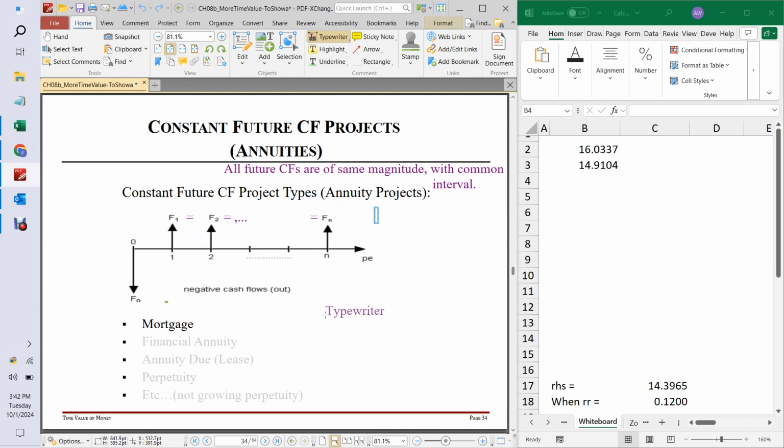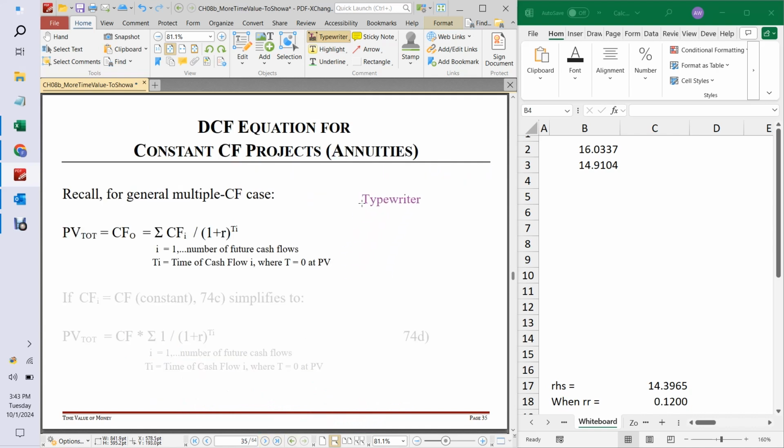This is a very important class of projects because it's the way that mortgages work, it's the way that financial annuities work, it's the way that leases work, and perpetuities, and all sorts of other things, but not growing perpetuities. So let's look at the math involved for these things, and then let's do a bunch of examples.